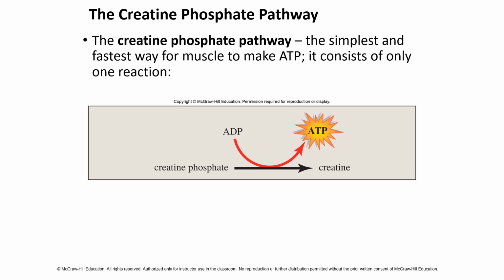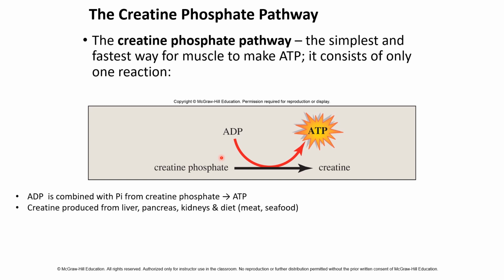So let's look at these one at a time. First, we got this creatine phosphate pathway. Here we've got our creatine phosphate, and all that it's going to do is it's going to give up one of its phosphates to ADP and make ATP. In that, we're going to be getting creatine out of this.